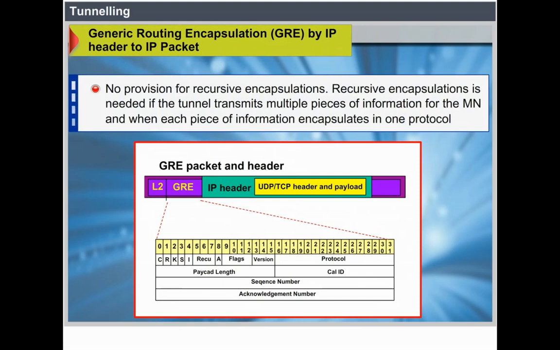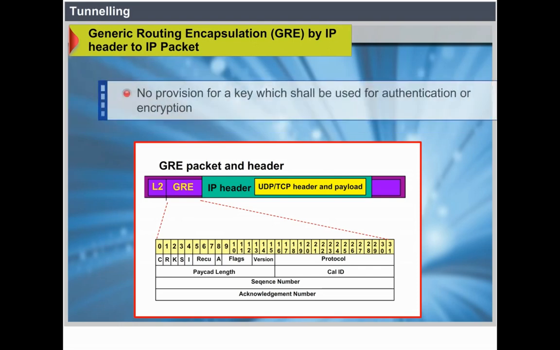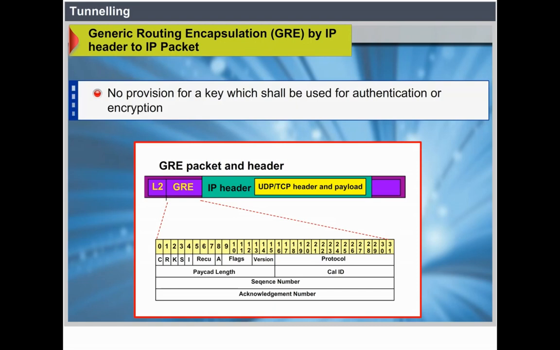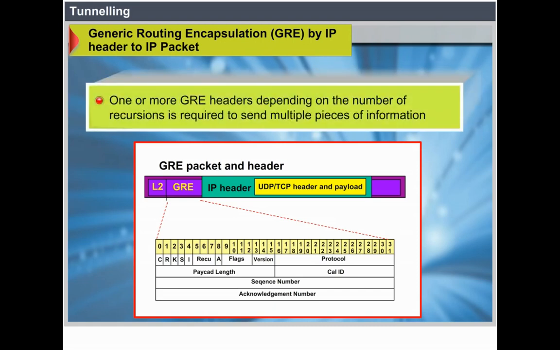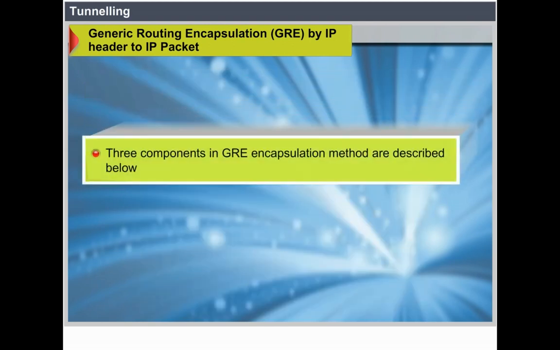Recursive encapsulations are needed when the tunnel transmits multiple pieces of information for the MN and each piece of information is encapsulated in one protocol. There is no provision for a key that can be used for authentication or encryption. GRE uses one or more GRE headers depending on the number of recursions required to send multiple pieces of information. Three components in the GRE encapsulation method are described below.